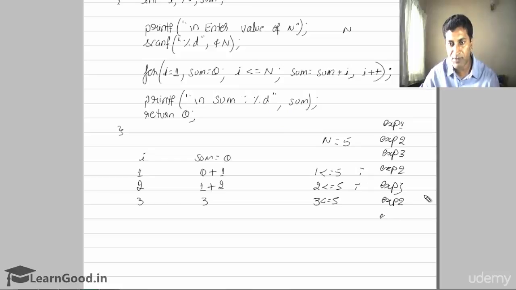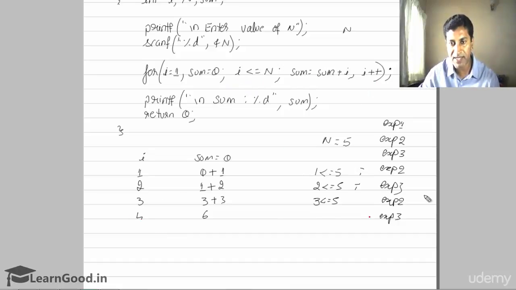Then again it goes to expression 3 where you have given first sum equals sum plus i. When you give a comma, the evaluation will always be from left to right. That means first sum equals sum plus i and then i plus plus. That is nothing but 3 plus 3, it's going to be 6. And then again it comes to this place, i plus plus, the i value is going to be 4.